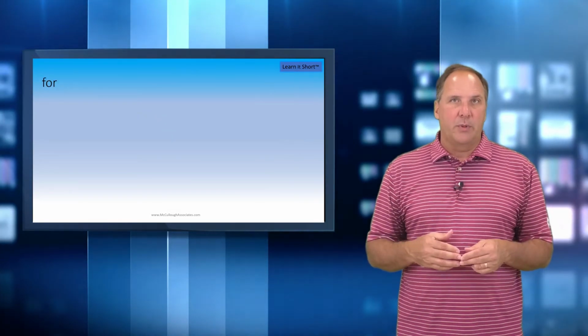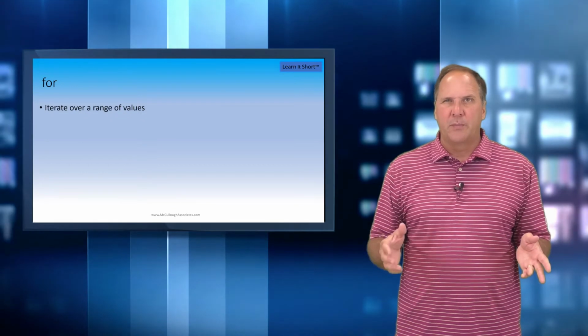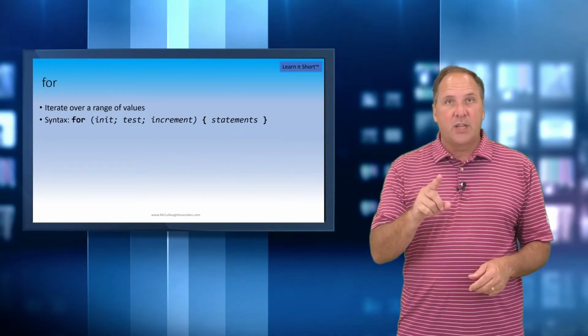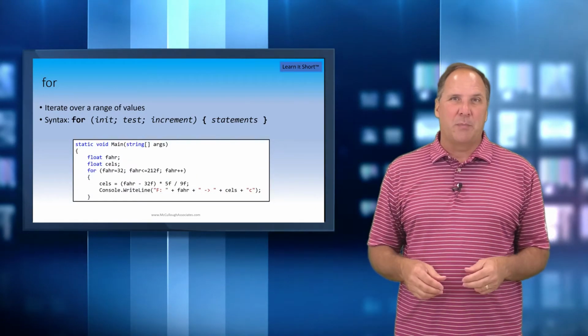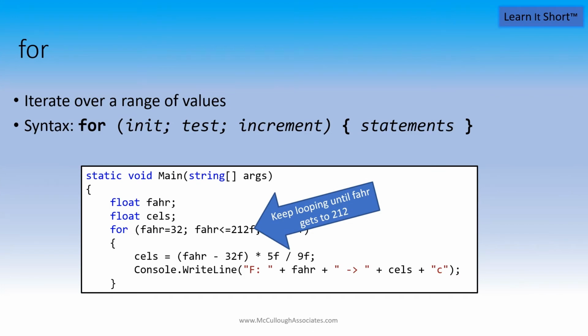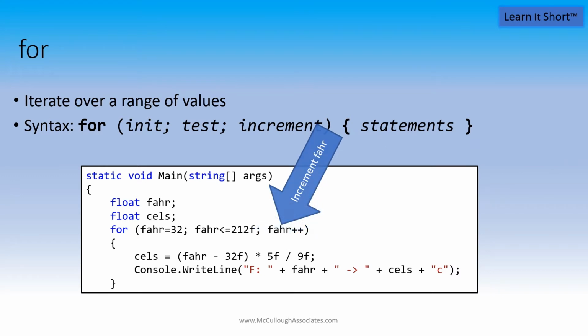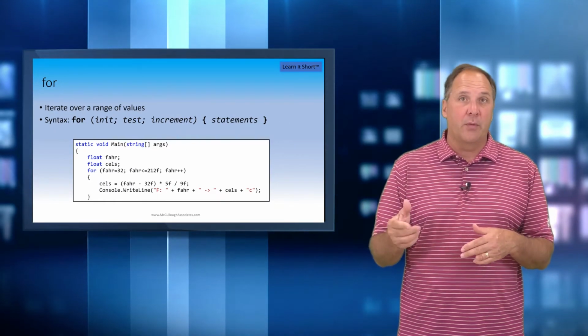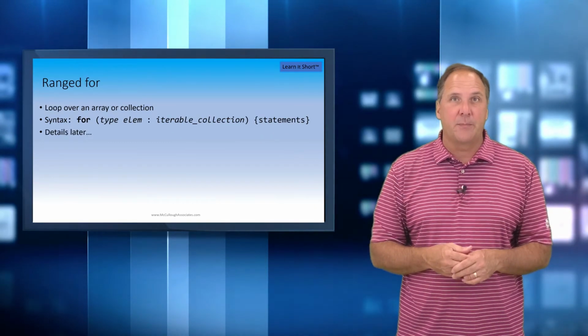Another loop is the for loop. For has three parts: the initialization part, the test part, and the increment part. In this example, we initialize far in the first part to 32. We test in the middle part, and we increment in the last part. For is better suited when you're iterating over a range of values. So this example is probably better with a for than the while that you saw previously.